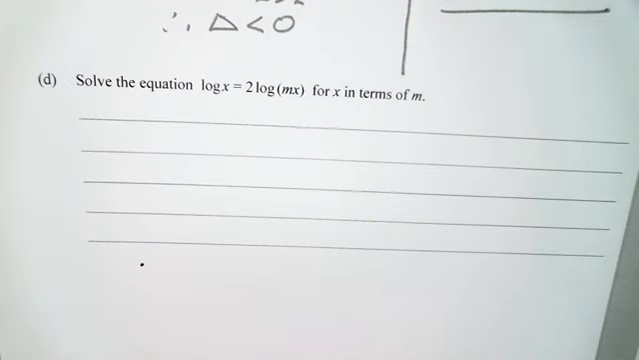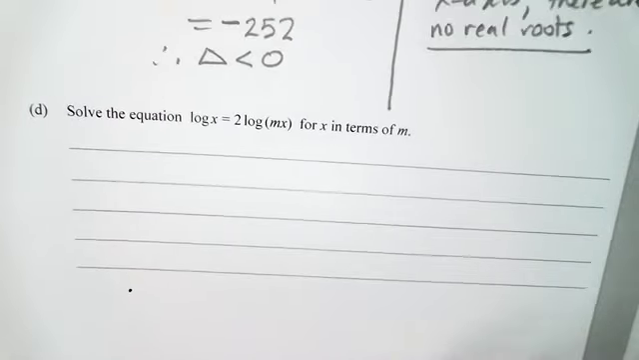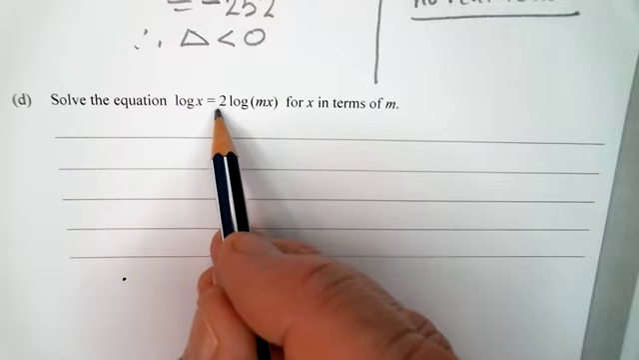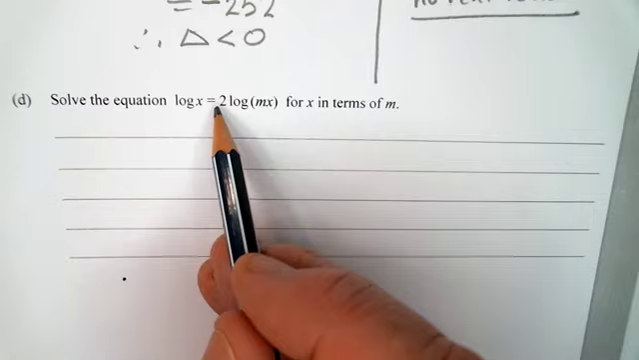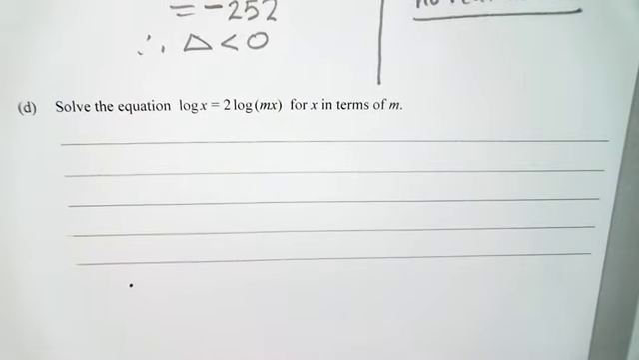Okay, last question for the 2013 NCEA 2 Algebra exam for Year 12. It says solve the equation log x is 2 log mx for x in terms of m. Now, all the way through these exams, we're constantly saying, if it's got a coefficient, it becomes the index of the logarithm.